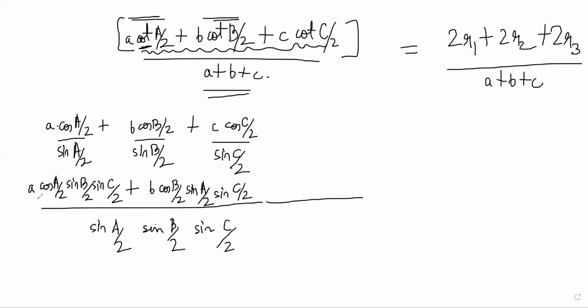Okay. And try to remember the formula for R1. What was R1? 4R sine A by 2 cos B by 2 cos C by 2. There were two cos and one sine, and the sine would have been sine A by 2. Right? Yes. Okay.